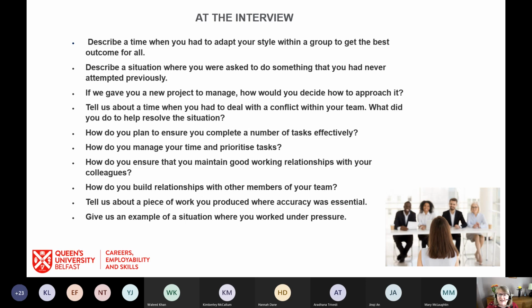Give us an example of a situation where you worked under pressure. Again, something similar already up there. So a big variety of things there, because again, this one is about self-awareness. And it is about looking at things quite broadly and trying to get the evidence, more than anything else, the evidence of how you can support your answers to those questions there.